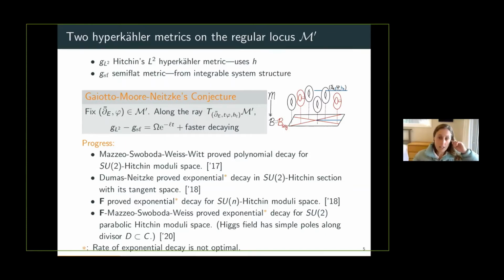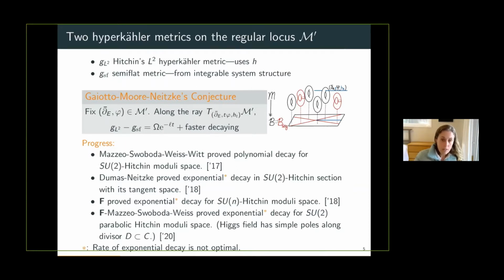So then the conjecture is that the difference of these two metrics, as long as you stay away from the singular torus fibers, is exponentially decaying in t, and Gaiotto-Moore-Neitzke give, if we are just considering the first correction, both the constant in front and the rate of exponential decay. And this is the first form of the conjecture that I'll turn to.